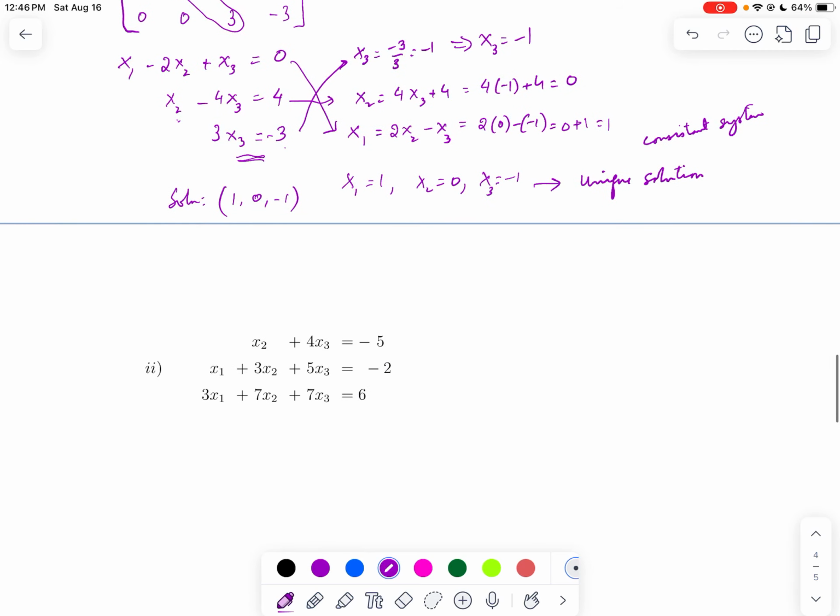Let's look at the second one. So here is the system. We start with the augmented matrix and we apply the same technique that we just did. So we have first row 0, 1, 4, negative 5, then 1, 3, 5, negative 2, and then we have 3, 7, 7, 6.